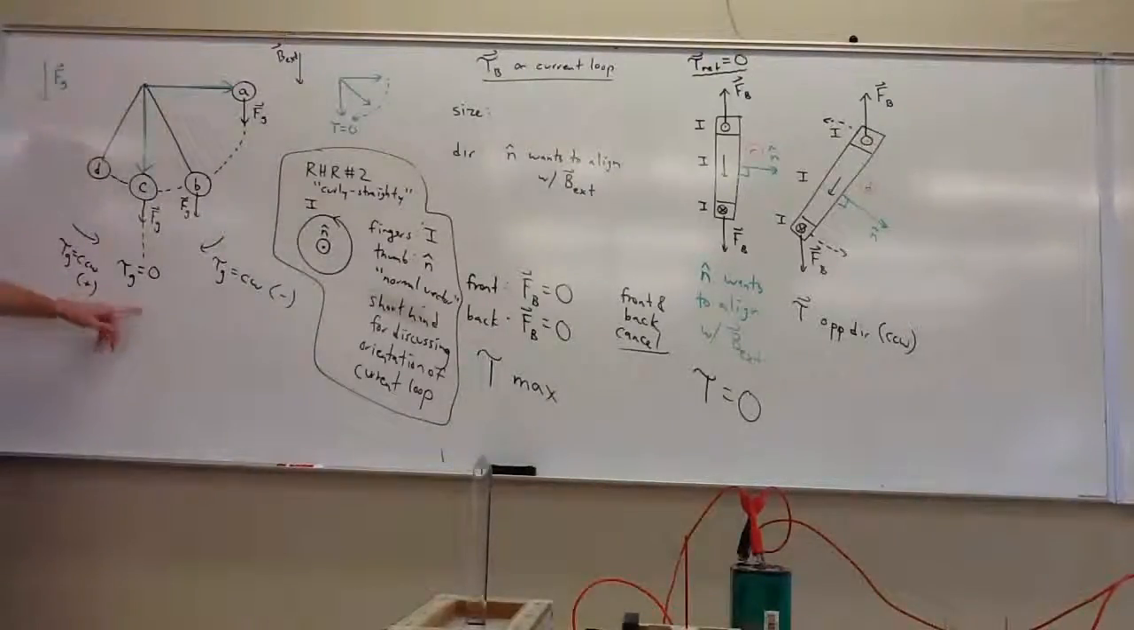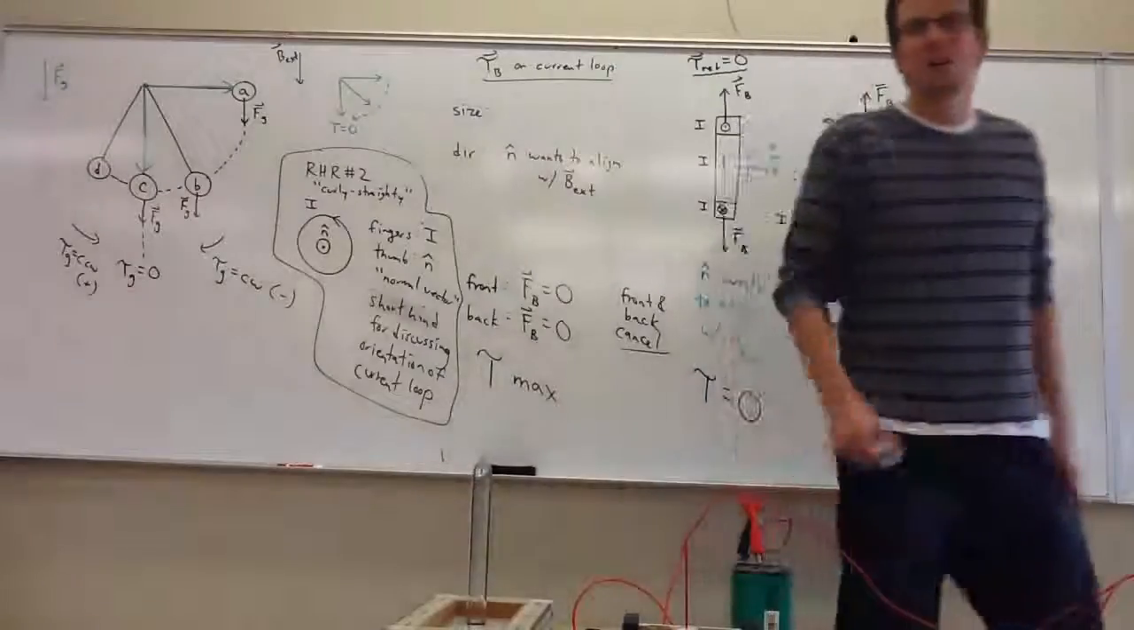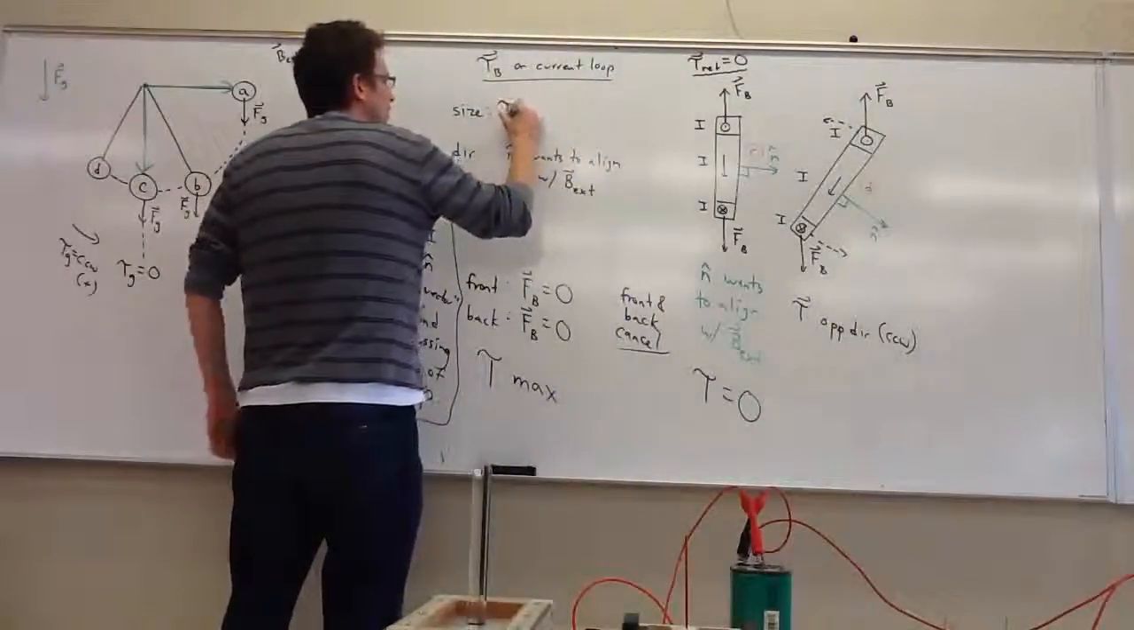Just like a pendulum, right? Here's your pendulum with a happy place. If you're to one side, it'll torque counterclockwise. If you're to the other, it'll torque clockwise, right? It's always toward the equilibrium. And in this case, the equilibrium is when the normal vector is aligned with the magnetic field. Okay? So let me give you a formula for the size.